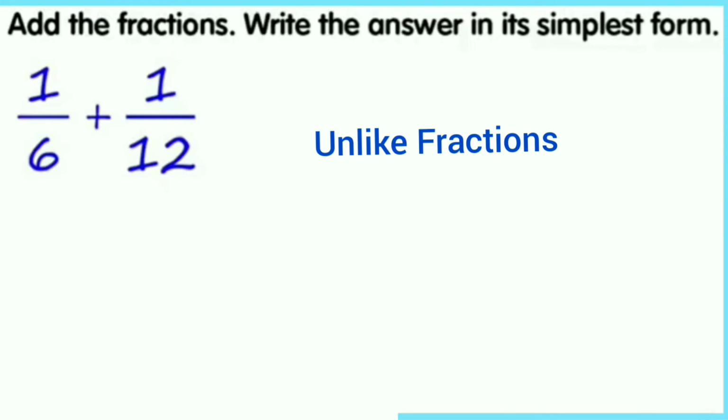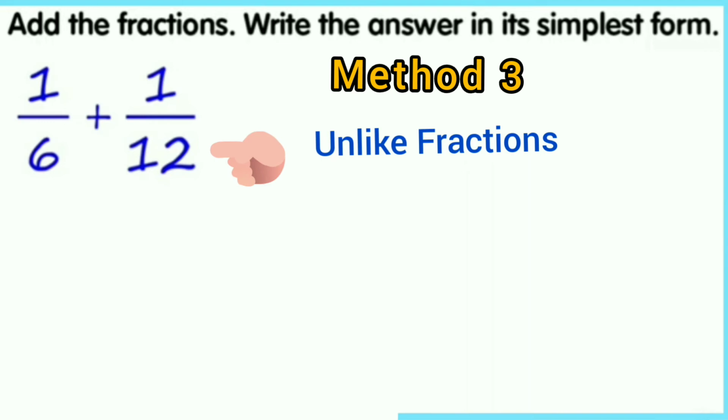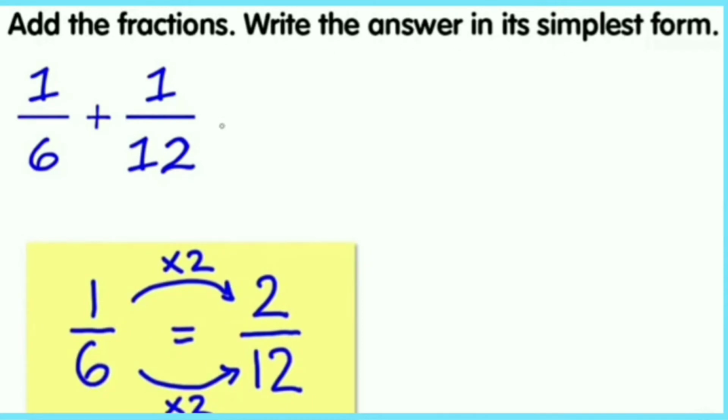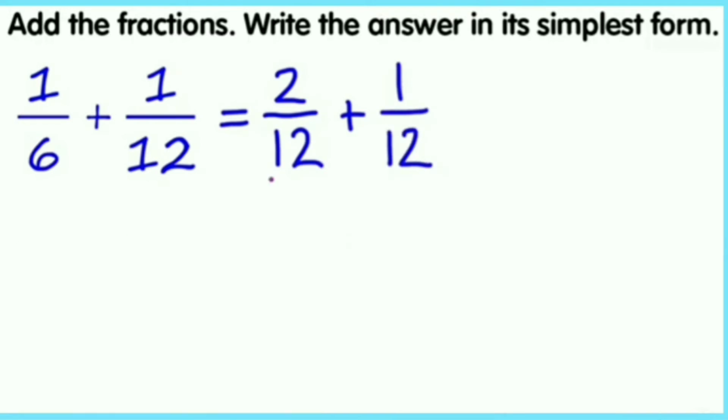Look at this example. These fractions are unlike fractions, right? Denominators are different. We will make the denominators same by another method. Since 6 and 12 are in the same table, multiply 6 by 2, you will get 12. 6 twos are 12, and the second denominator is 12, keep it the same. The 12 is the common denominator now. So you can add numerators, which is 2 plus 1 is 3 and the denominator is 12.